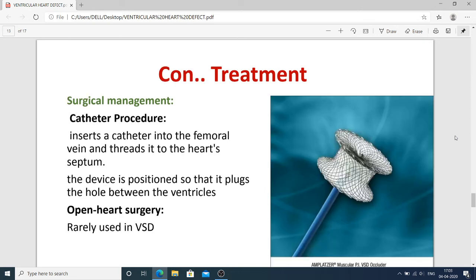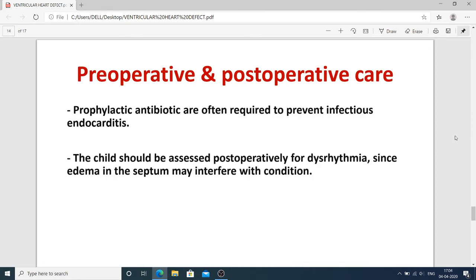Then surgical management. Catheter procedure inserts a catheter into the femoral vein, just like angiography, and threads it to the heart septum. The device is positioned so that it plugs the hole between the ventricles. Then open heart surgery. If the catheter procedure is not successful, then the next option is open heart surgery, but it is rarely used in VSD. Okay.